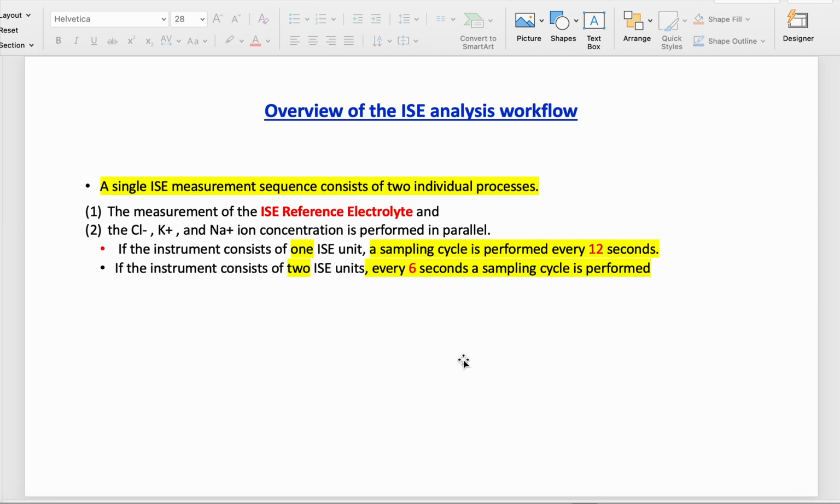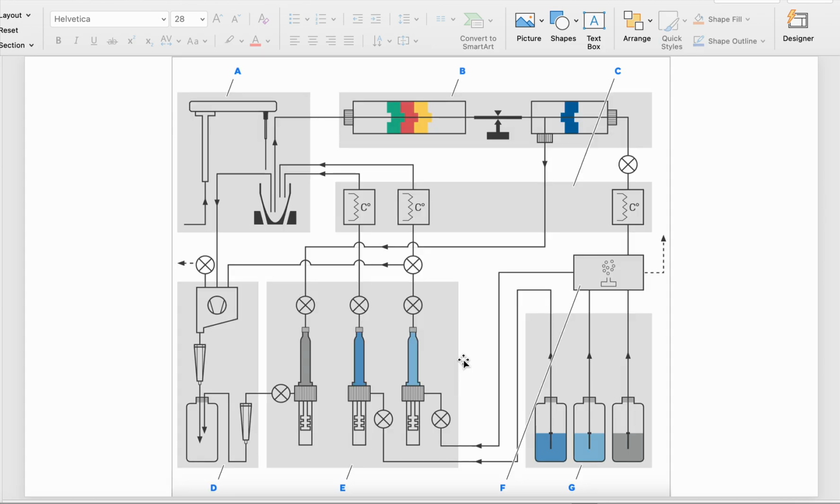So, overview of the ISE analysis flow. ISE measurement consists of two individual processes. One is measuring the ISE reference electrode, and the other is measuring the three electrodes. Don't be scared, I will explain each one. This consists of 7 sections: A, B, C, D, E, F, G.